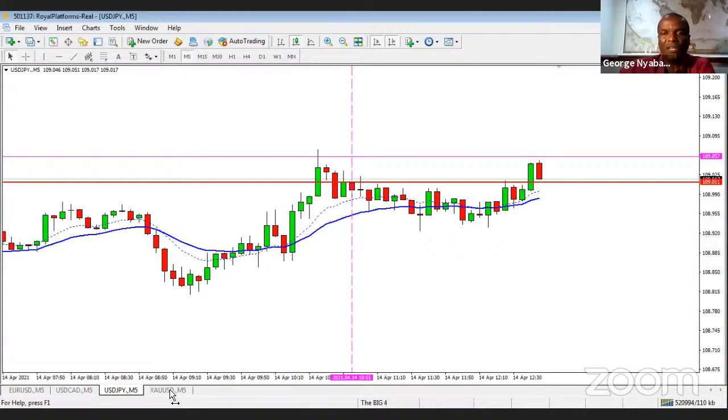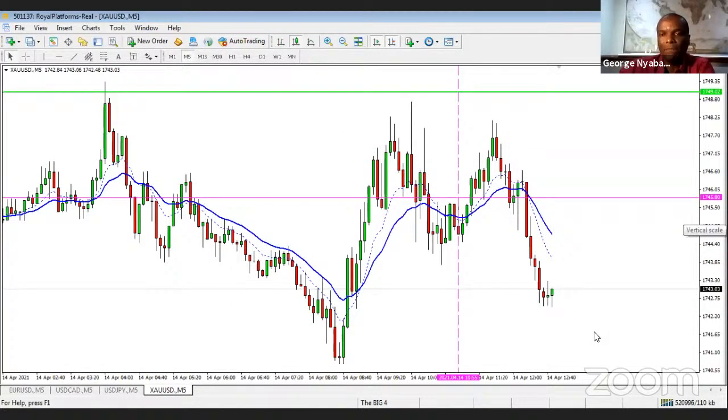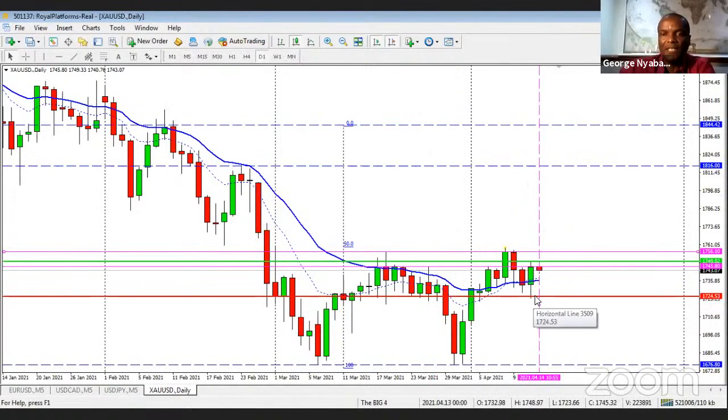Quick look at gold. Let's look at the daily time frame. Okay, again, yesterday's low, yesterday's high. There is the day that's unfolding within that.